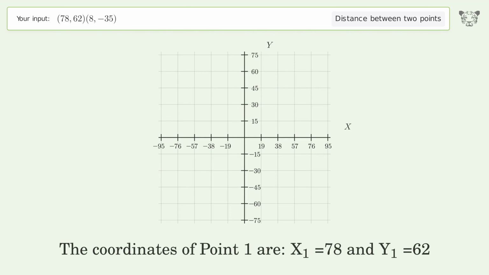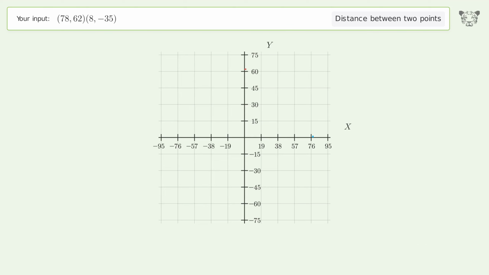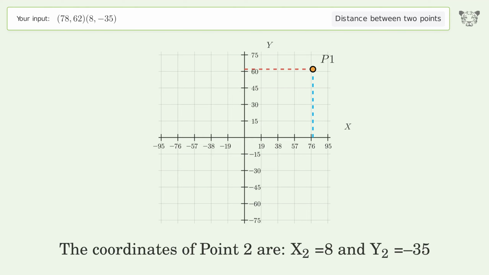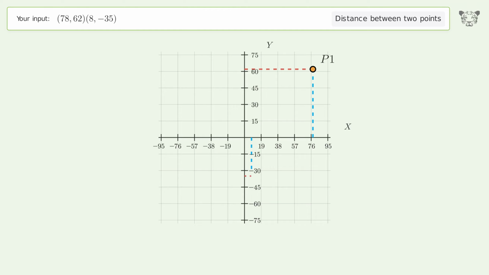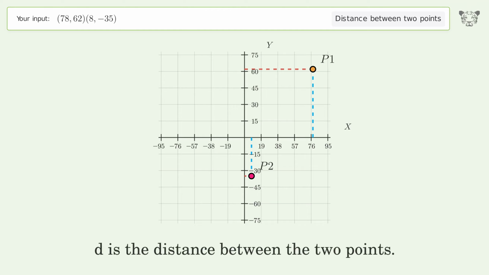The coordinates of point 1 are x1 equals 78 and y1 equals 62. The coordinates of point 2 are x2 equals 8 and y2 equals negative 35. D is the distance between the 2 points.